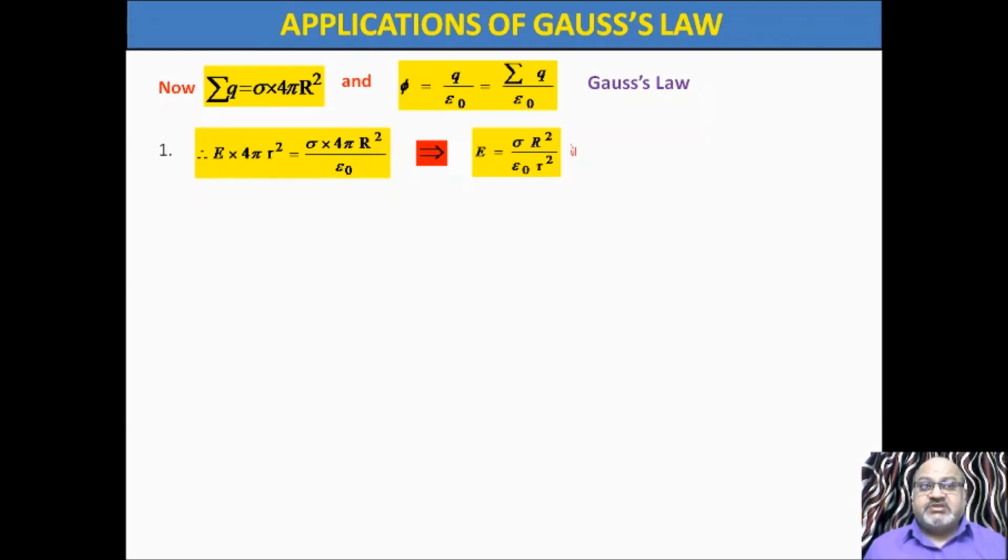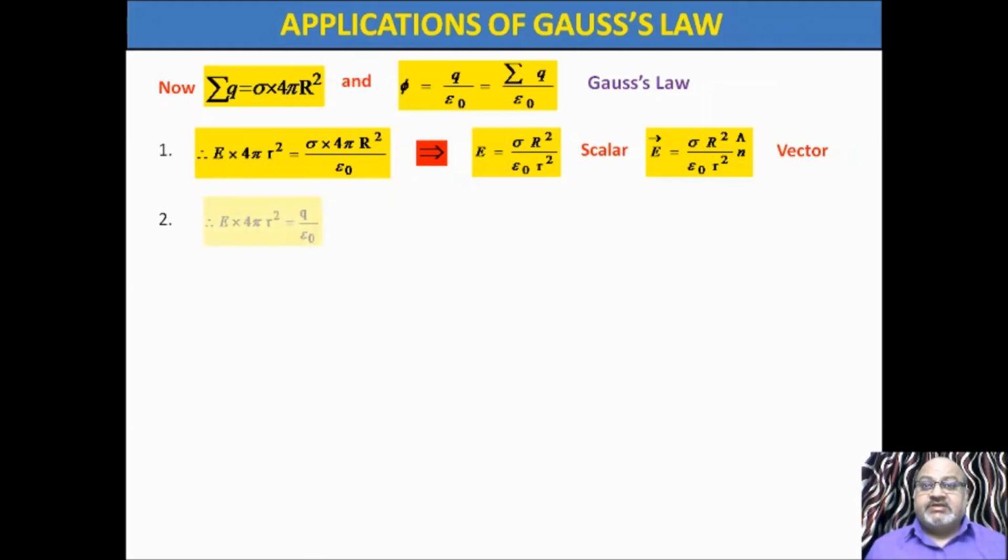This is the first result, and this is in scalar form. If we wish to convert this into vector form, we have to multiply the right hand side by a unit vector, and the unit vector along E is n cap. So when we multiply it by n cap, this becomes the vector form of the expression.